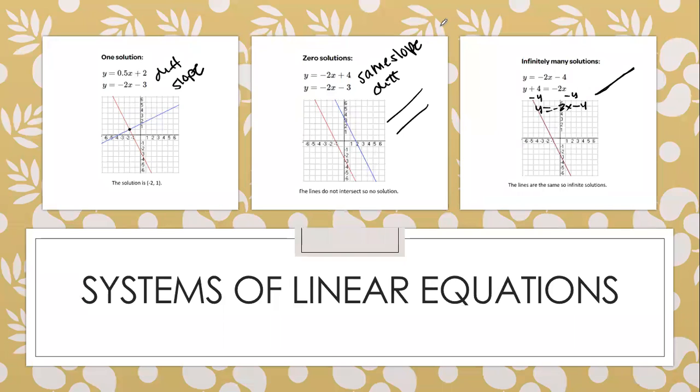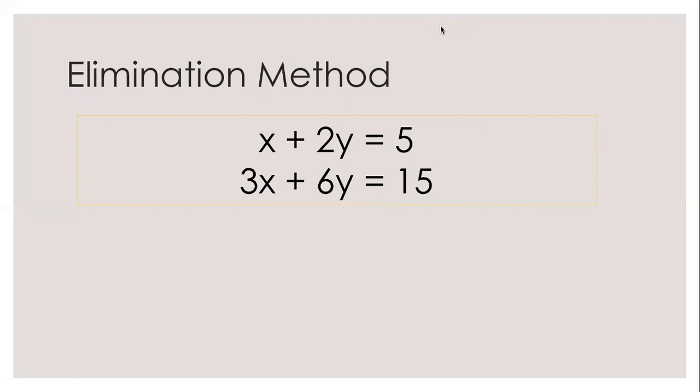It's talking about the x-intercept, okay? So looking at this, x plus 2y equals 5, 3x plus 6y equals 15. Using elimination method, I want to solve this. Elimination method is where they would have the same coefficient but opposite signs. How can I make this have the same coefficient but opposite signs? Perfect. I can multiply this top one by 3, but it has to be negative 3 so they have opposite signs.